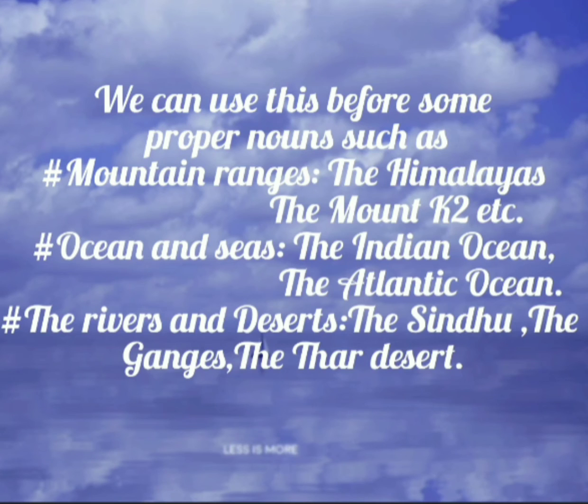We can use the definite article the before some proper nouns, such as mountain ranges. When we talk about the name of mountain ranges, we have to consider it a proper noun, and we can use the definite article the before proper nouns, especially mountain ranges. When we think about mountain ranges, we have to give the article the before the mountain range's name: the Himalayas, the Mount K2, etc.